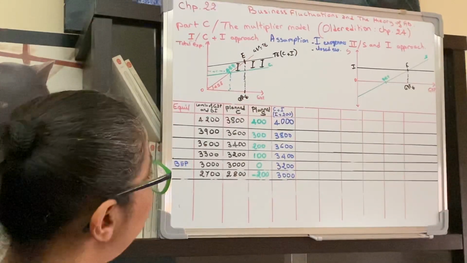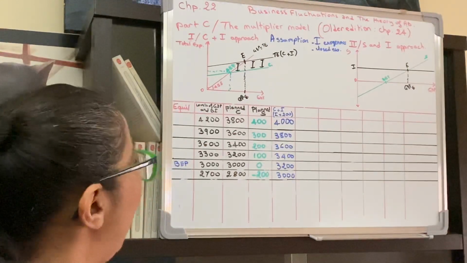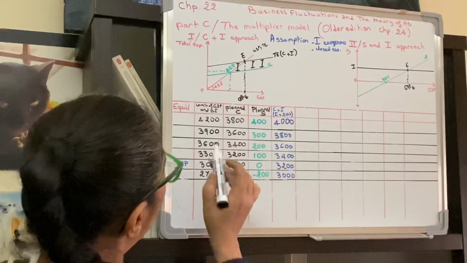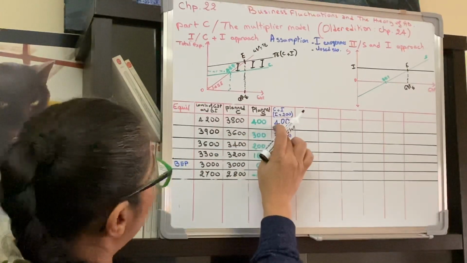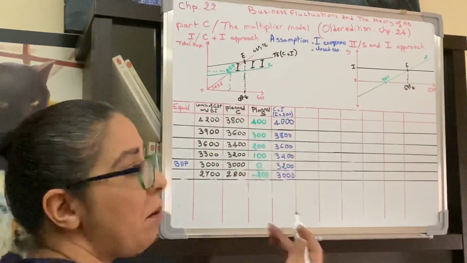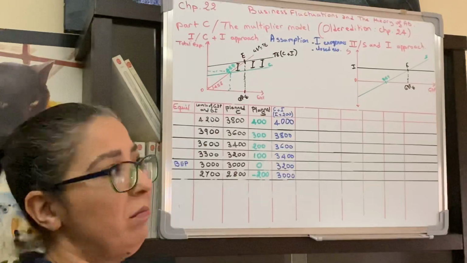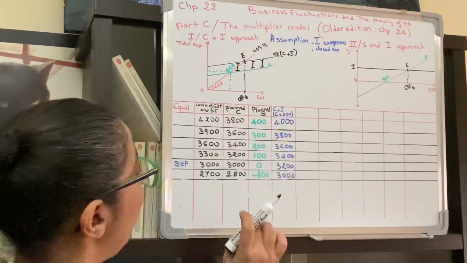Let's see where it is. So which color am I going to use? I'm going to use black. Look here. Here I have 4,200, 4,000. It's not an equilibrium. I'm producing a lot more than I'm spending. So not an equilibrium. Here, same thing.